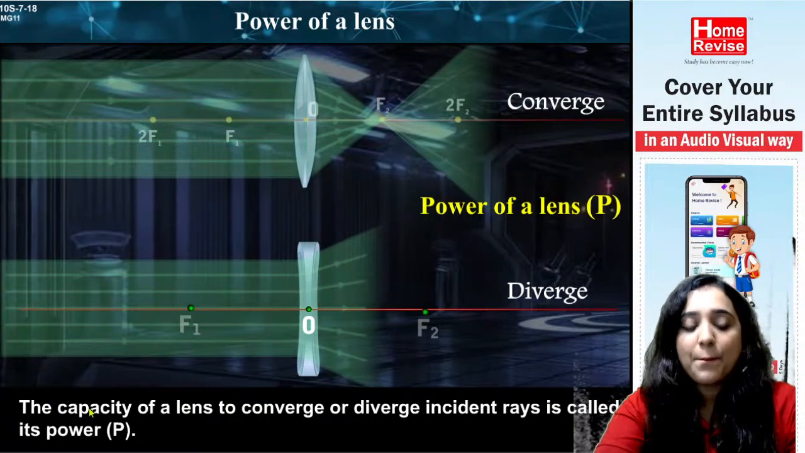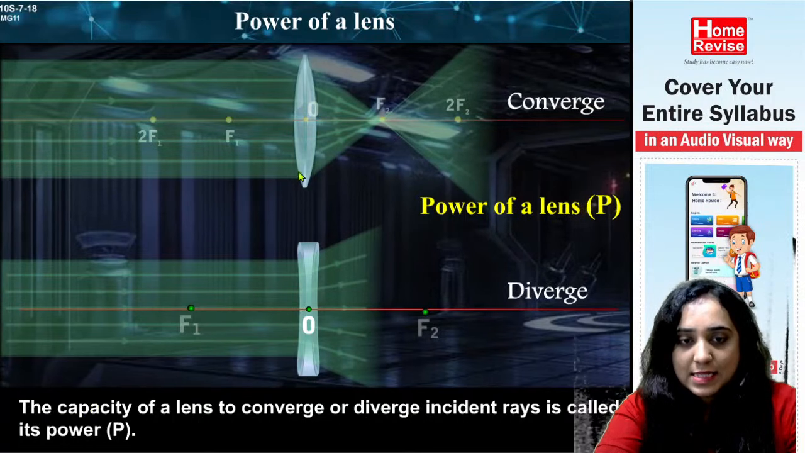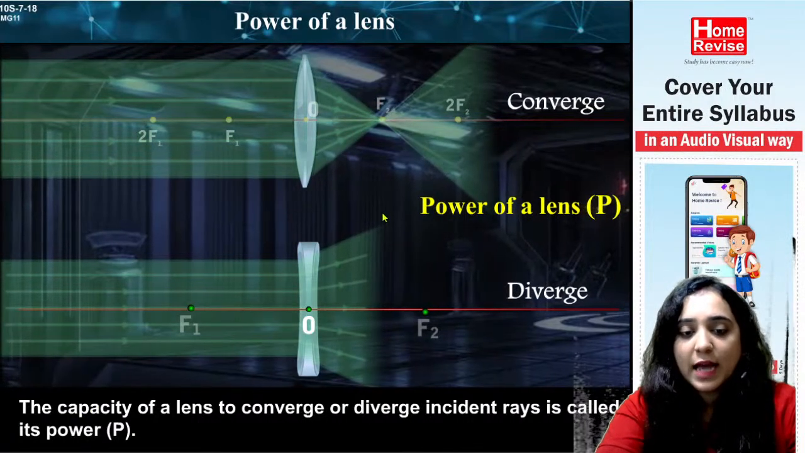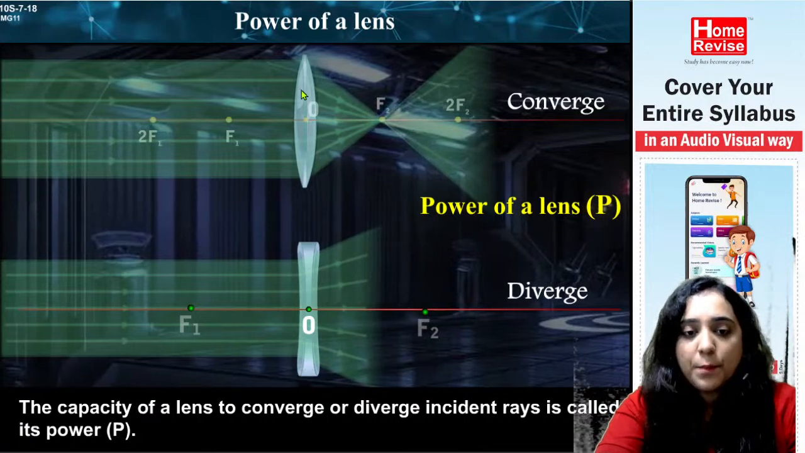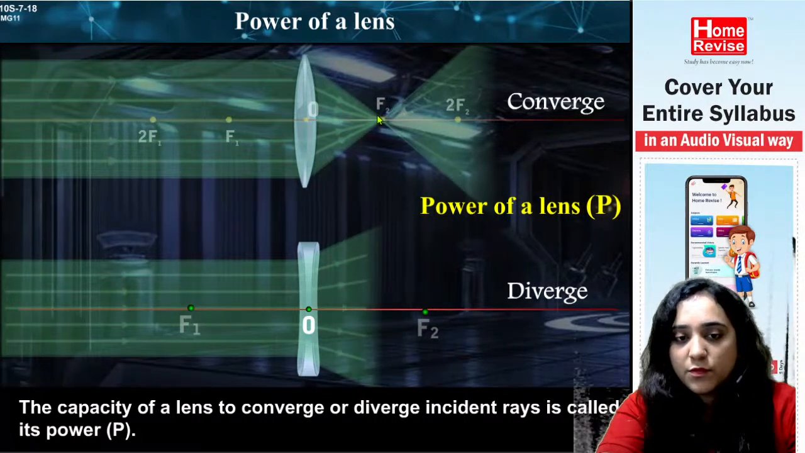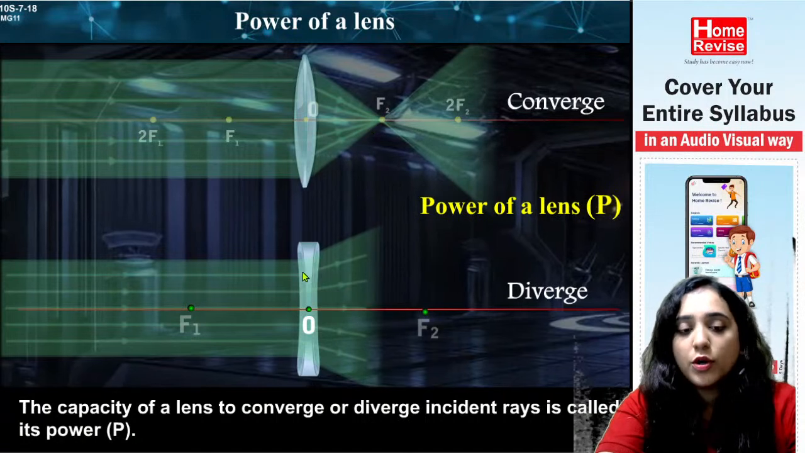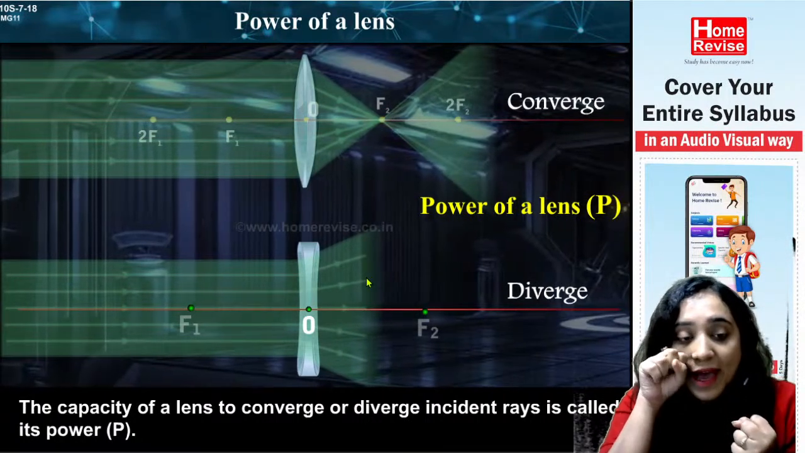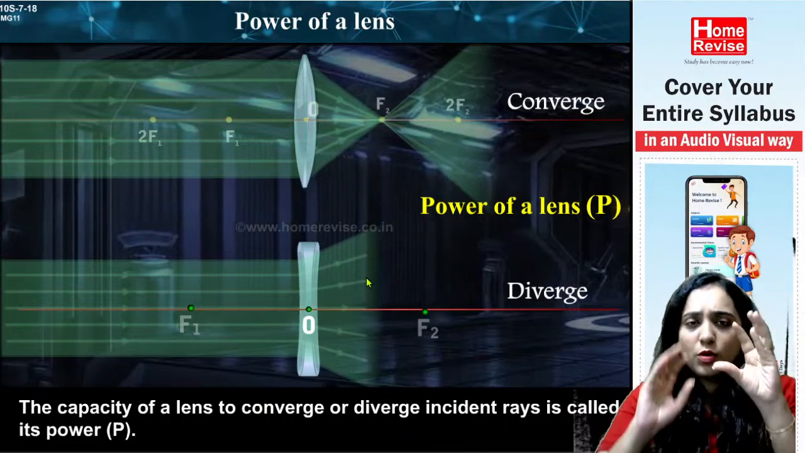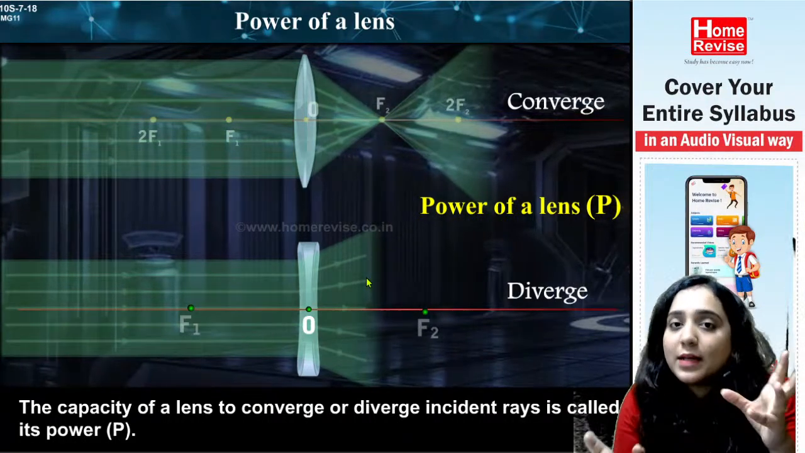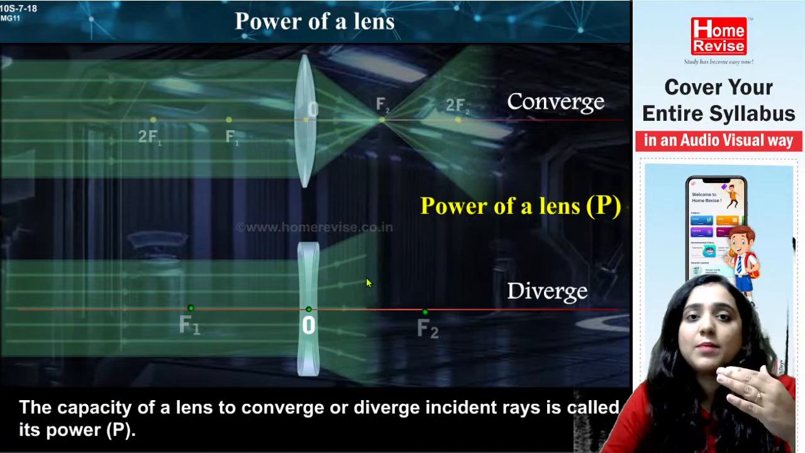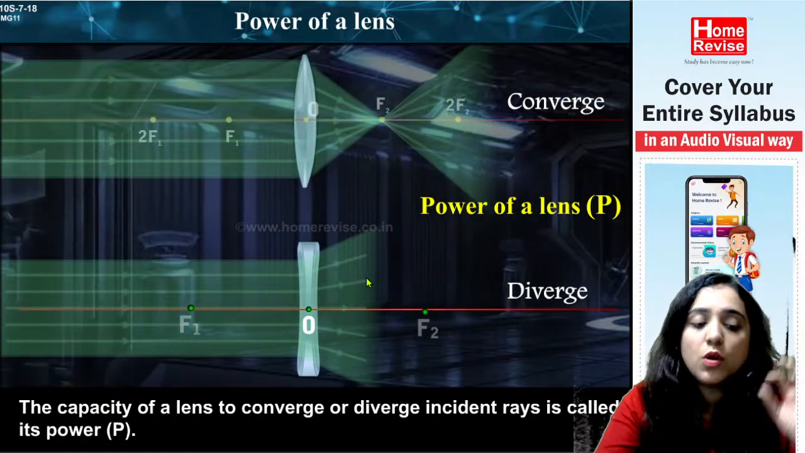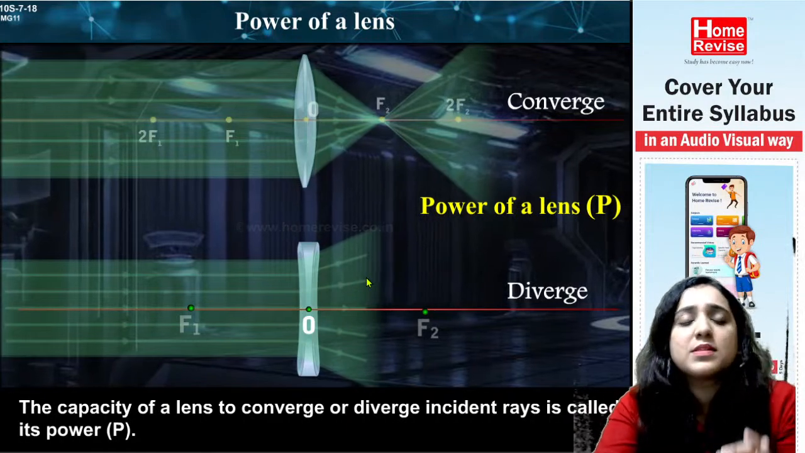So the lens has a capacity to either converge or diverge rays. The power of the lens to converge the rays or to diverge the rays is called the power of the lens. As we have studied, if the lens is smaller, less light will converge or diverge. If the lens is bigger, it has a large power to converge or diverge. So it totally depends upon the capacity of the lens.